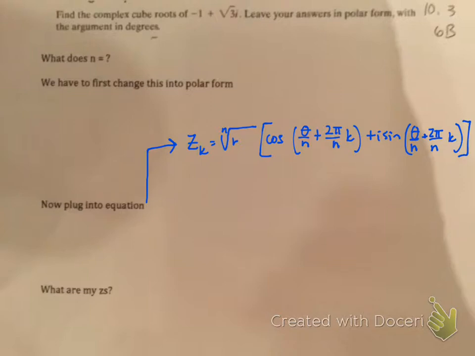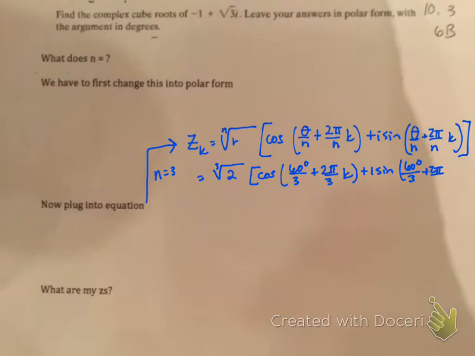So the nth root, remember n equals 3. We're going to start plugging some stuff in. So we have the cube root of r, where r we found out to be 2, times cosine of the angle. Remember the angle was 60 degrees, and we're going to divide that by 3, plus 2 pi over 3k, plus i sine of 60 degrees over 3 plus 2 pi over 3k.